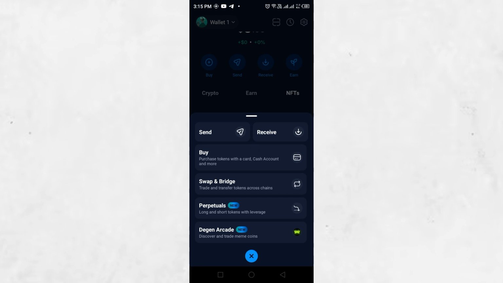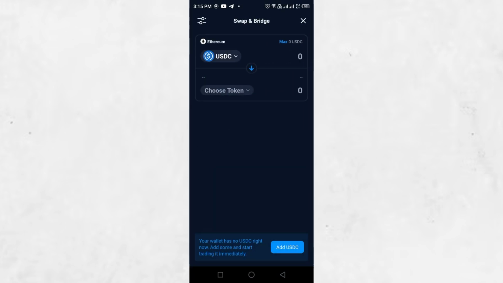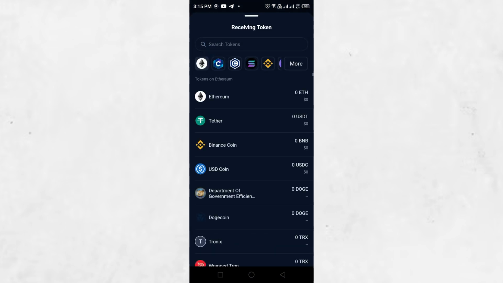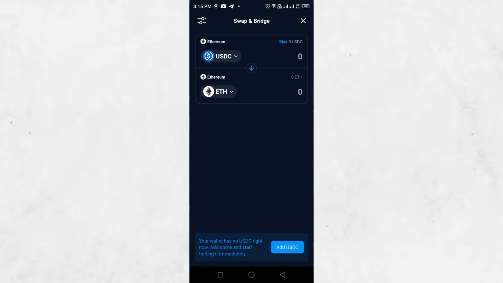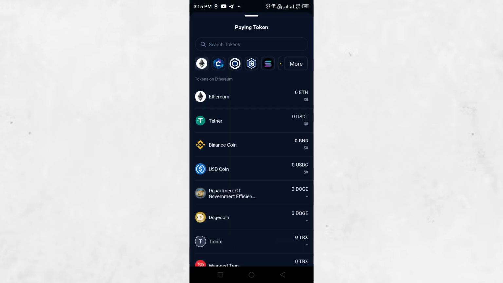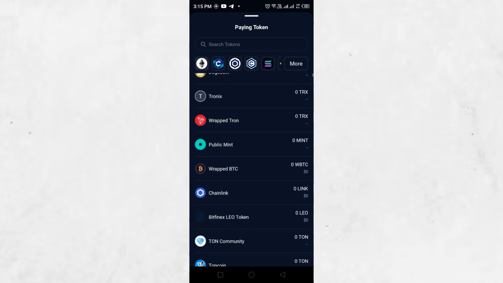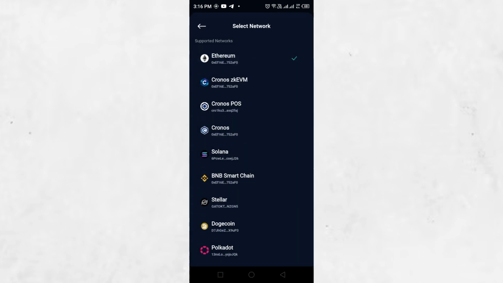The Swap and Bridge feature facilitates seamless cryptocurrency exchanges, allowing you to swap one asset for another instantly without the need for a traditional trading platform. This provides users with a quick and efficient way to adjust their portfolios based on market conditions.